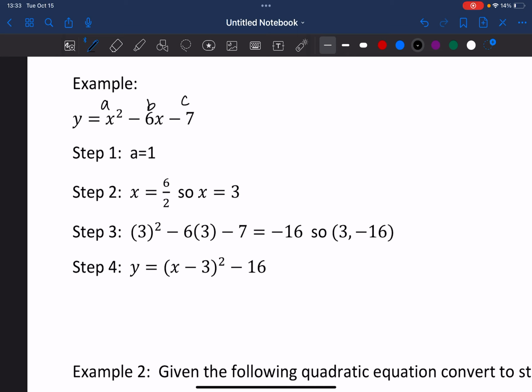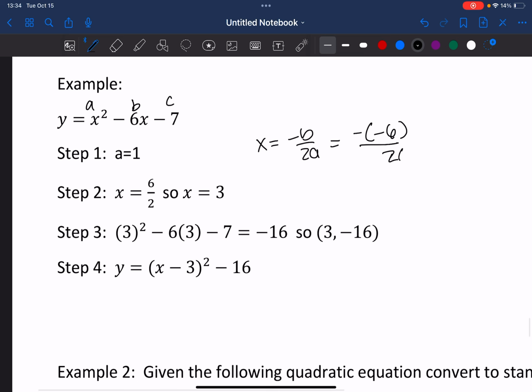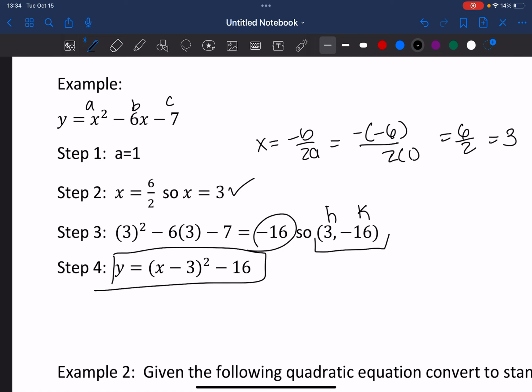Then, in order to find x, they did x is equal to negative b over 2a, which gave us negative 6 over 2 times 1, which gives us 6 over 2, which is 3. That's how they got that. Then they plugged the 3 in and got negative 16, which gives them the vertex, our h and k, as 3, negative 16. And then they plugged everything in to get their answer.